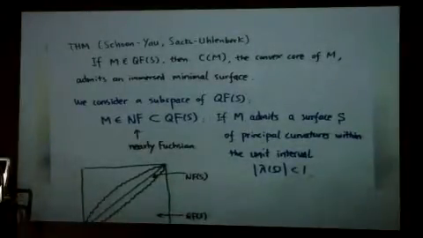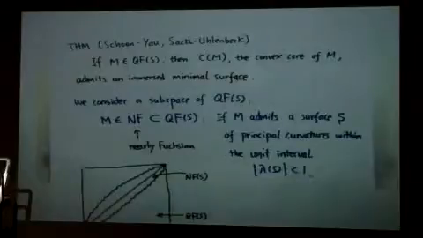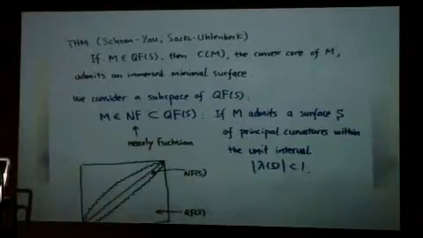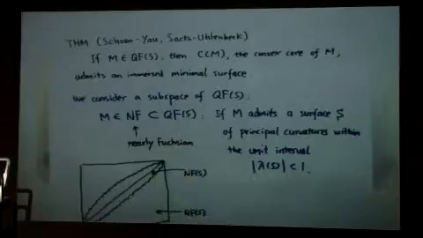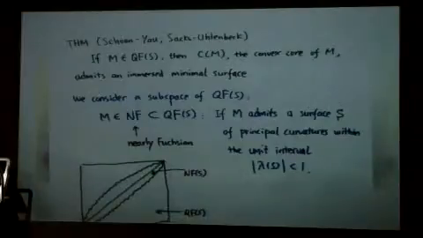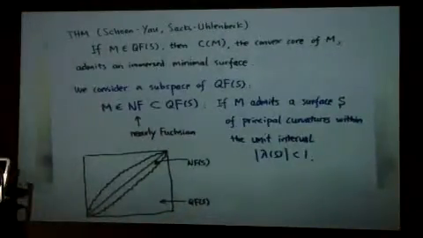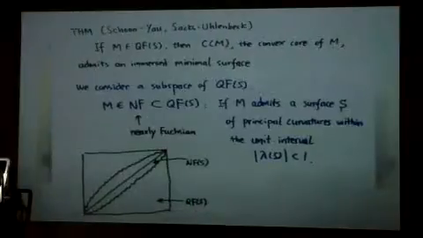I like to study minimal surfaces in Quasi-Fuchsian string manifolds. A basic theorem in the late 70s, due to Schoen and Yau, and Sacks and Uhlenbeck, showed that, well, they proved a much more general theorem, but in this context: if you have a Quasi-Fuchsian string manifold, then its convex core, as a compact manifold, admits an immersed minimal surface. So you have at least one immersed minimal surface sitting inside the convex core. We want to basically do a counting of minimal surfaces.